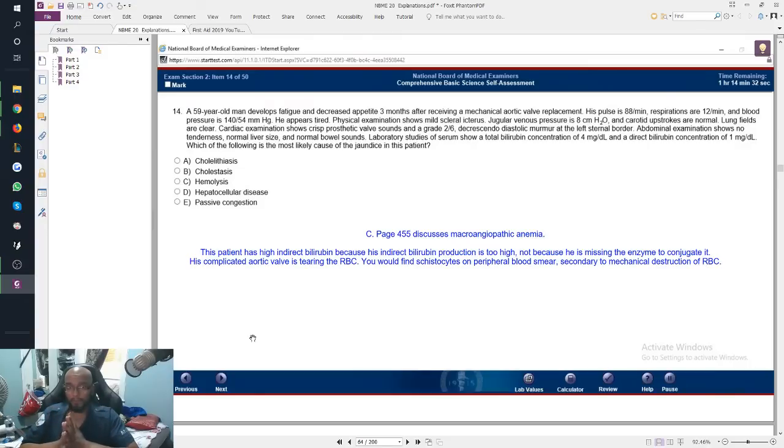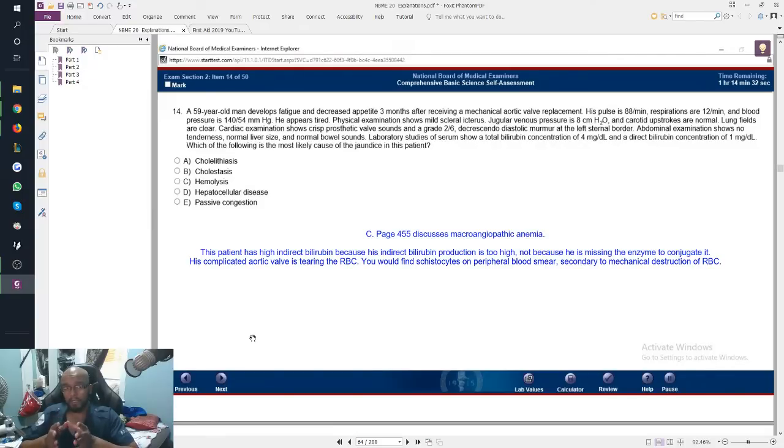Number 14, a 59-year-old man develops fatigue and decreased appetite 3 months after receiving a mechanical aortic valve replacement. So you already kind of know what's wrong. His pulse is 88, respirations are 12, blood pressure is 140, he appears tired because of anemia, physical exam shows mild scleral icterus because of anemia, jugular venous pressure is 8, carotid upstrokes are normal, lung fields are clear, cardiac exam shows a crisp prosthetic valve sound and a grade 2 out of 6 decrescendo diastolic murmur at the left sternal border. Abdominal exam shows no tenderness, normal liver size, normal bowel sounds. Like, I love how NBME loves giving you mad information when a question is actually really easy. You were done with the question right after the first sentence.